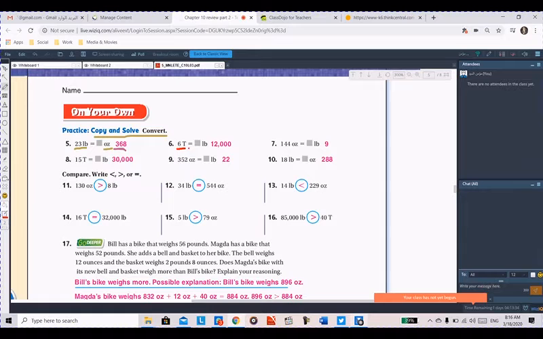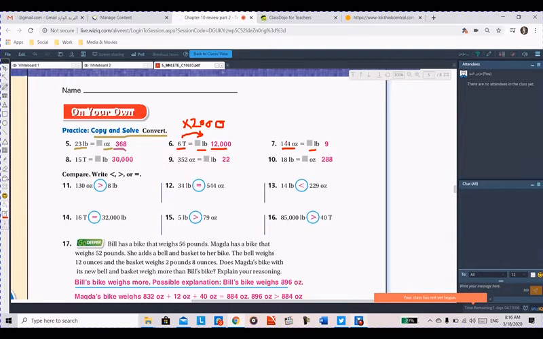6 tons equal how many pounds? Because we are converting here from tons to pounds, we're going to multiply here by 2000. It becomes 12,000. Next, 144 ounces equal how many pounds?